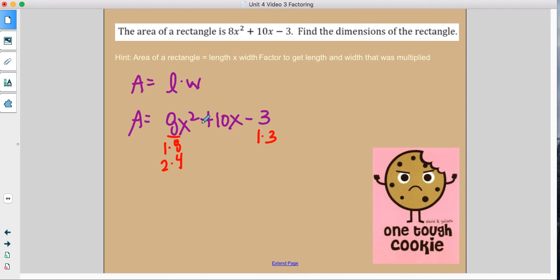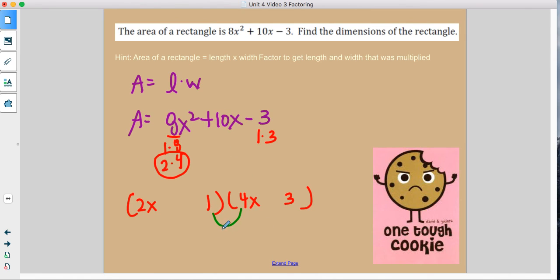So here's where I might have to do a little more guess and check because there's more than one option. I recommend starting with the two numbers closest. So we're going to start out with 2x and 4x in the front of our parentheses, and then let's just do 1 and 3. Then we do our guess and check. Let's just think about this though. We have 2x and 4x, so that gives us our 8x squared, and 1 times 3 gives us 3. We need to get to 10x.